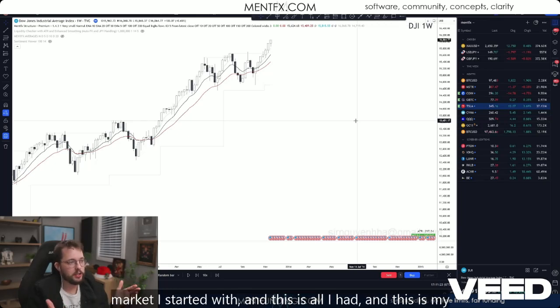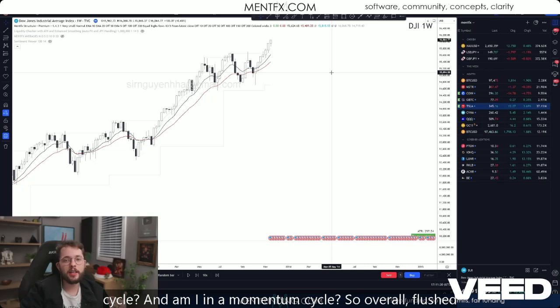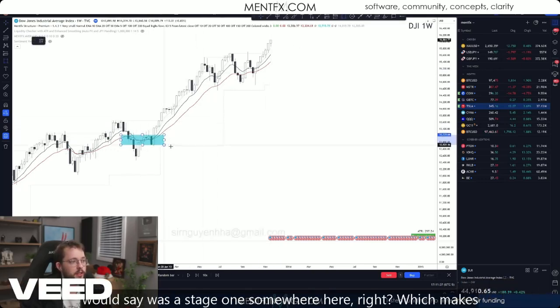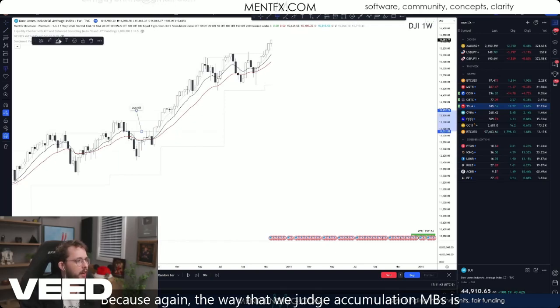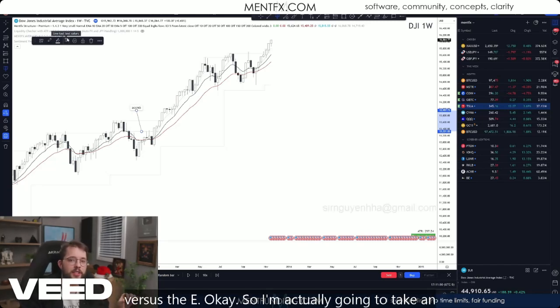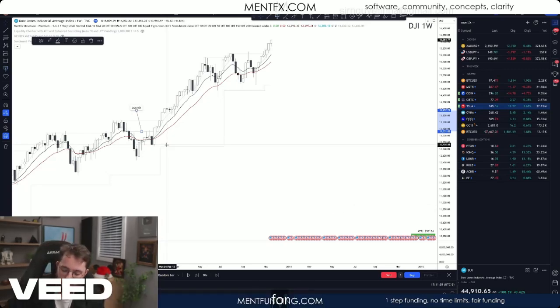So if this is the market I started with, and this is all I had, and this is my C, the first thing I'm asking myself is, where am I in a cycle? And am I in a momentum cycle? Overall, it flushed out, started to accumulate, and moved higher through what I would say was a stage 1 somewhere here, right? Which makes this an overall accumulation MB of this given cycle. The way we judge accumulation MBs is going to differ if we're looking at them at the C and the V versus the E. I'm going to take an important note on that too, because we will talk about that.